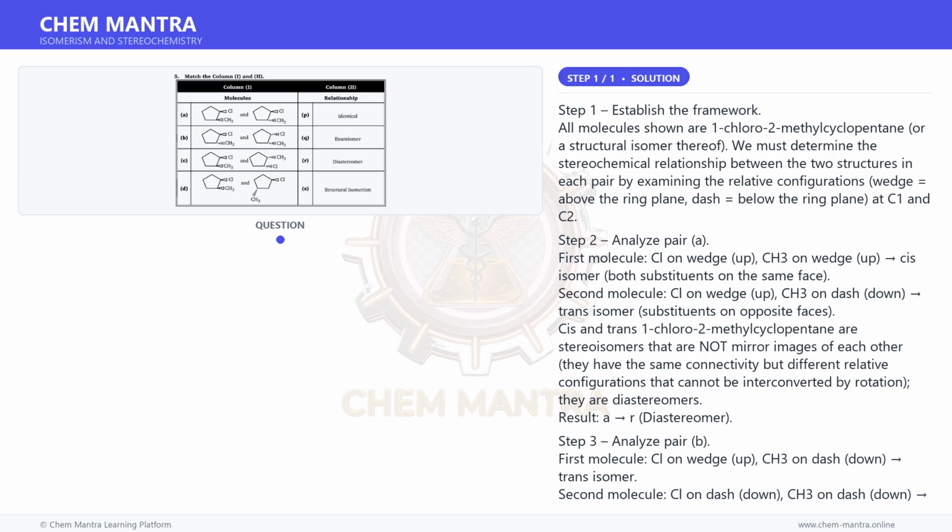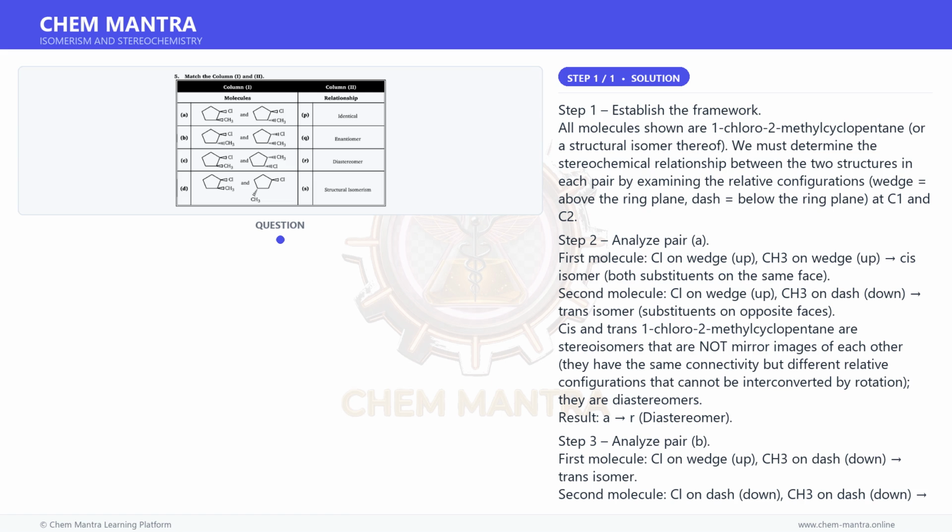Step 1. Establish the framework. All molecules shown are 1-chloro-2-methylcyclopentane or a structural isomer thereof. We must determine the stereochemical relationship between the two structures in each pair by examining the relative configurations. Wedge is equal to above the ring plane, dash is equal to below the ring plane at C1 and C2.